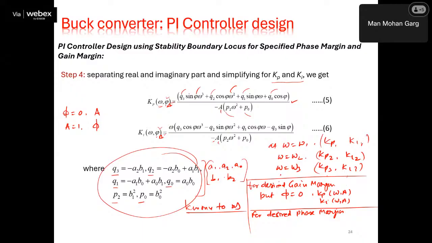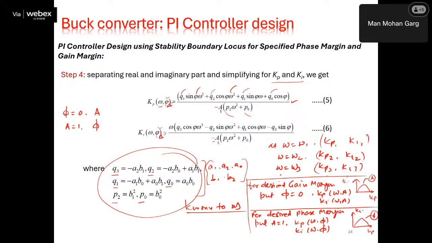Is that okay? Now, in this way, we will get a locus. For this, if I vary the omega, and let's say I want to plot Kp versus Ki, I'll get a curve like this. Similarly, this is Kp, this is Ki, and for it I will get one more locus for a given phi. For a given phi, I will get two loci.